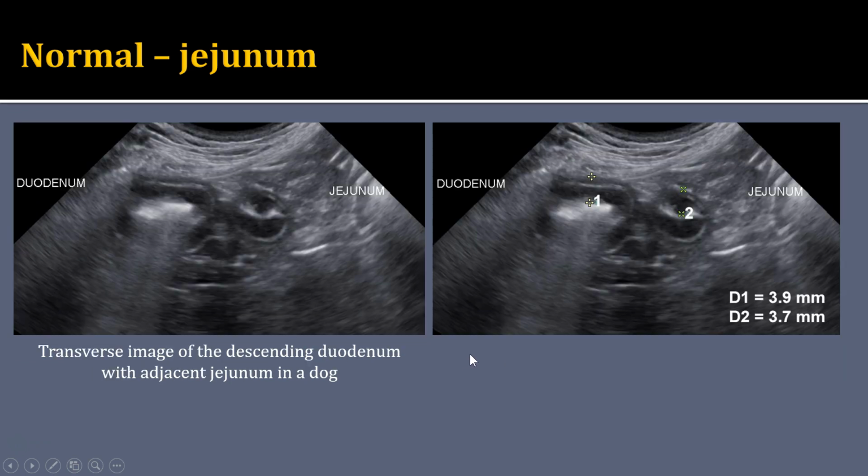Here's just an example that shows a transverse image where we have the descending duodenum adjacent to the jejunum, and you can see that at this level they are indistinguishable based upon what layers we see and the proportion of layers that we see. When we measure this, the duodenum is just slightly thicker than the jejunum, but we could never use that to distinguish duodenum from jejunum.